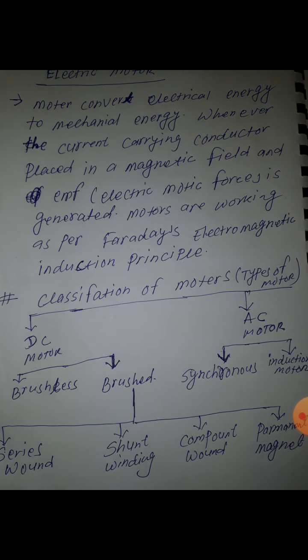So next one is the DC motor. DC motors also have two types, brushless and brushed. And the brushed type has four types of motor inside: the series winding motor, shunt winding motor, compound winding motor, and permanent magnet motor. So where is the series winding motor used?